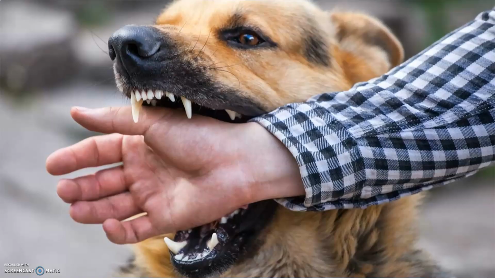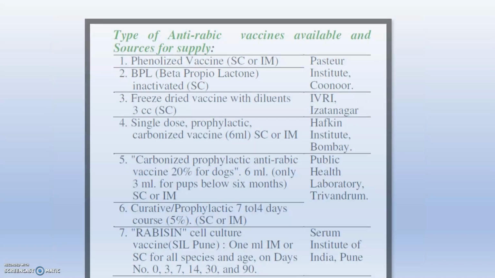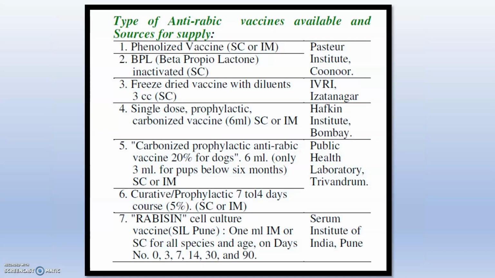So we have pet dogs and we are also giving food to stray dogs. You can always help the animals, but be aware of rabies. So this is the treatment protocol, that is, phenolized vaccine. This is the case of a man and an adult. This is the schedule for camel, elephant, cattle, pony, horses. This is the duration of treatment. Next are the types of anti-rabic vaccines available and the source of supply.